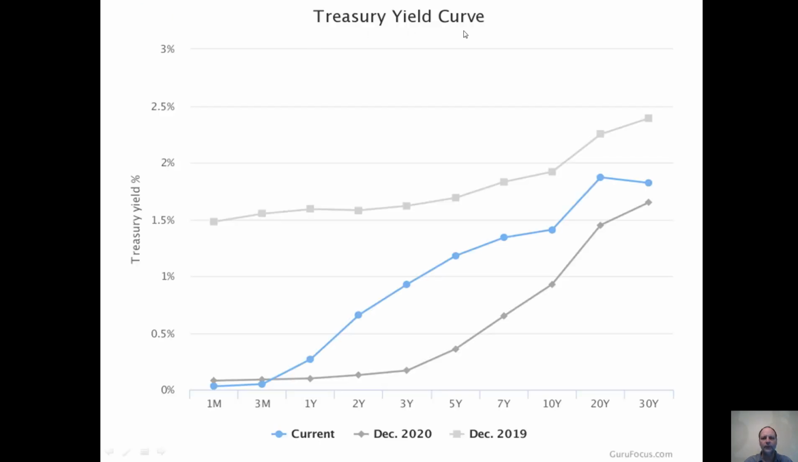Here is a Treasury yield curve in the United States. So we have the Treasury yield as a function of time, and we show it for 3 different time periods: December of 2019, December of 2020, and current rate, which is in December of 2021. So at our oldest time period, December of 2019, short-term debt of 1 month was at 1.5%, increasing up to 2.5% for the 30-year bond.